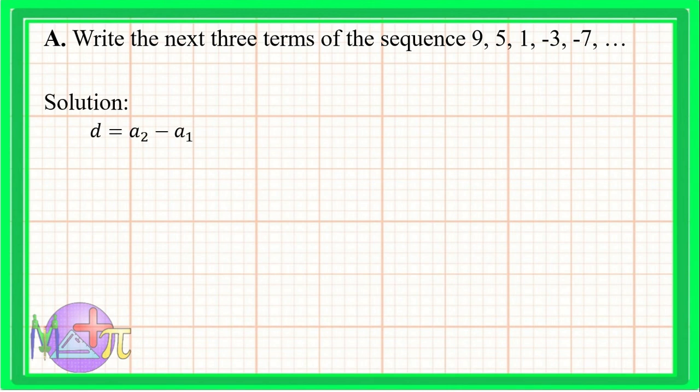So solution, gamitan natin ng formula. Again, always find the common difference first. A sub 2 minus A sub 1, so that is 5 minus 9, which is equivalent to negative 4. Next, A sub 6, observe. Sir, bakit po A sub 6? Bakit A sub 6 equals A sub 5 plus d?